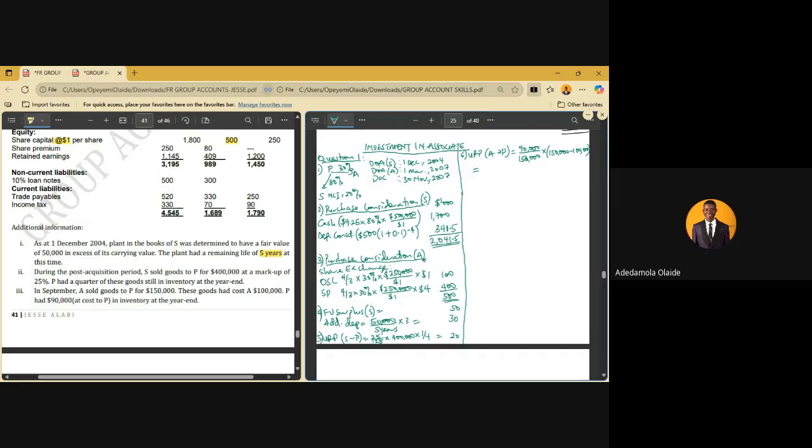That should be 30. Are you sure? 9 or 30,000? It should be 30,000. Then we now multiply by the 30%, which is their percentage of holding. So if we multiply by their percentage of holding, what do we have? They hold 30%. That will now be 9,000. So we can put the 9 in thousands here and say 9 is the unrealized profit.